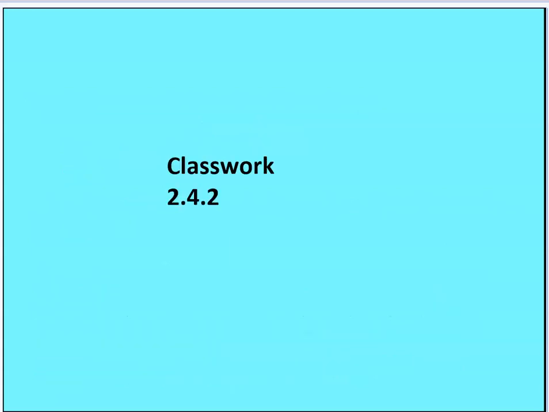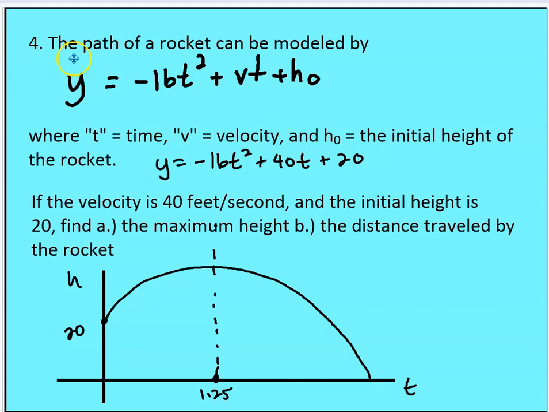So this brings us to our classwork. Sorry, this brings us to our third classwork problem, third and final. So you're going to go ahead and evaluate this problem here. So same thing, but the velocity now is 40 feet per second, the initial height is 20, find the maximum height and the distance traveled by the rocket.